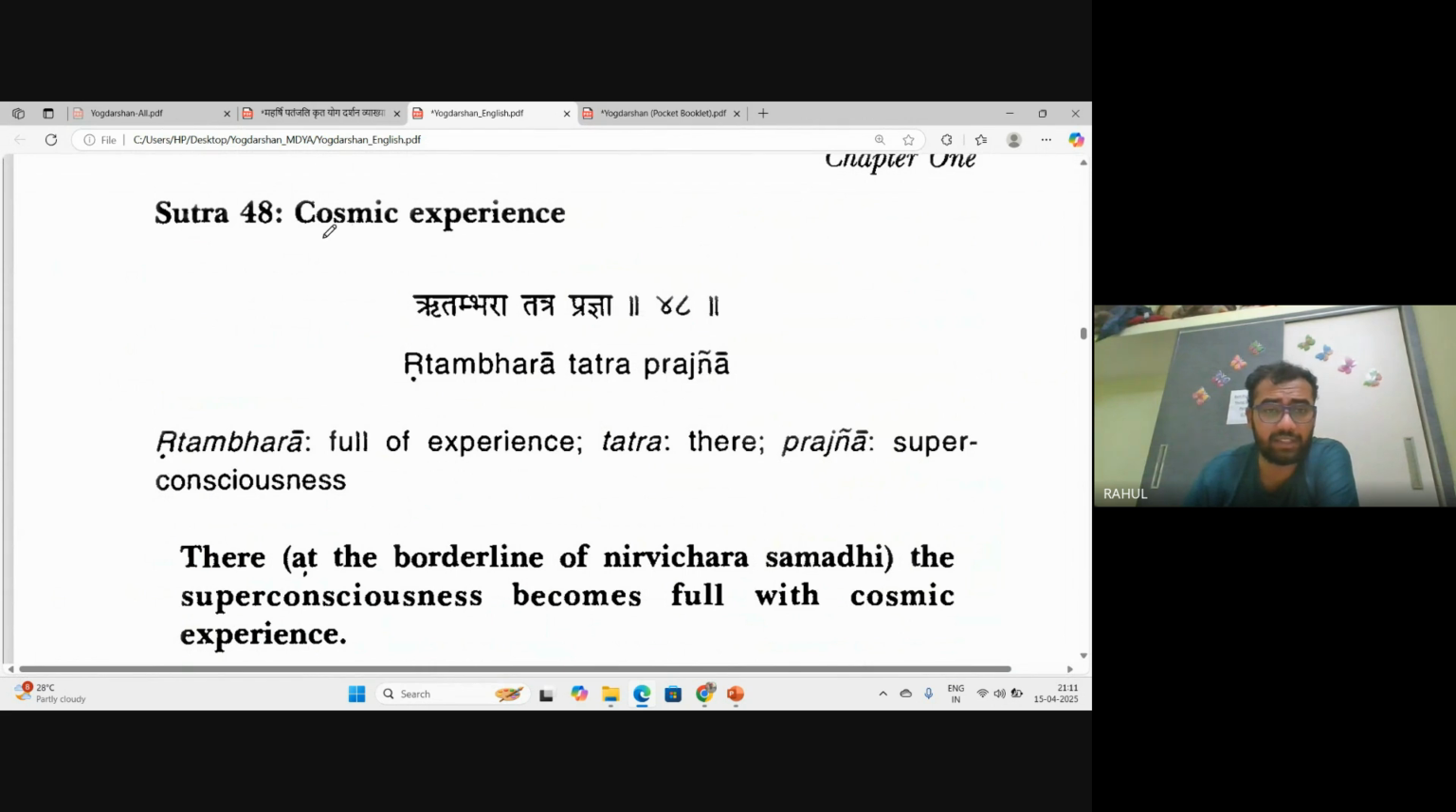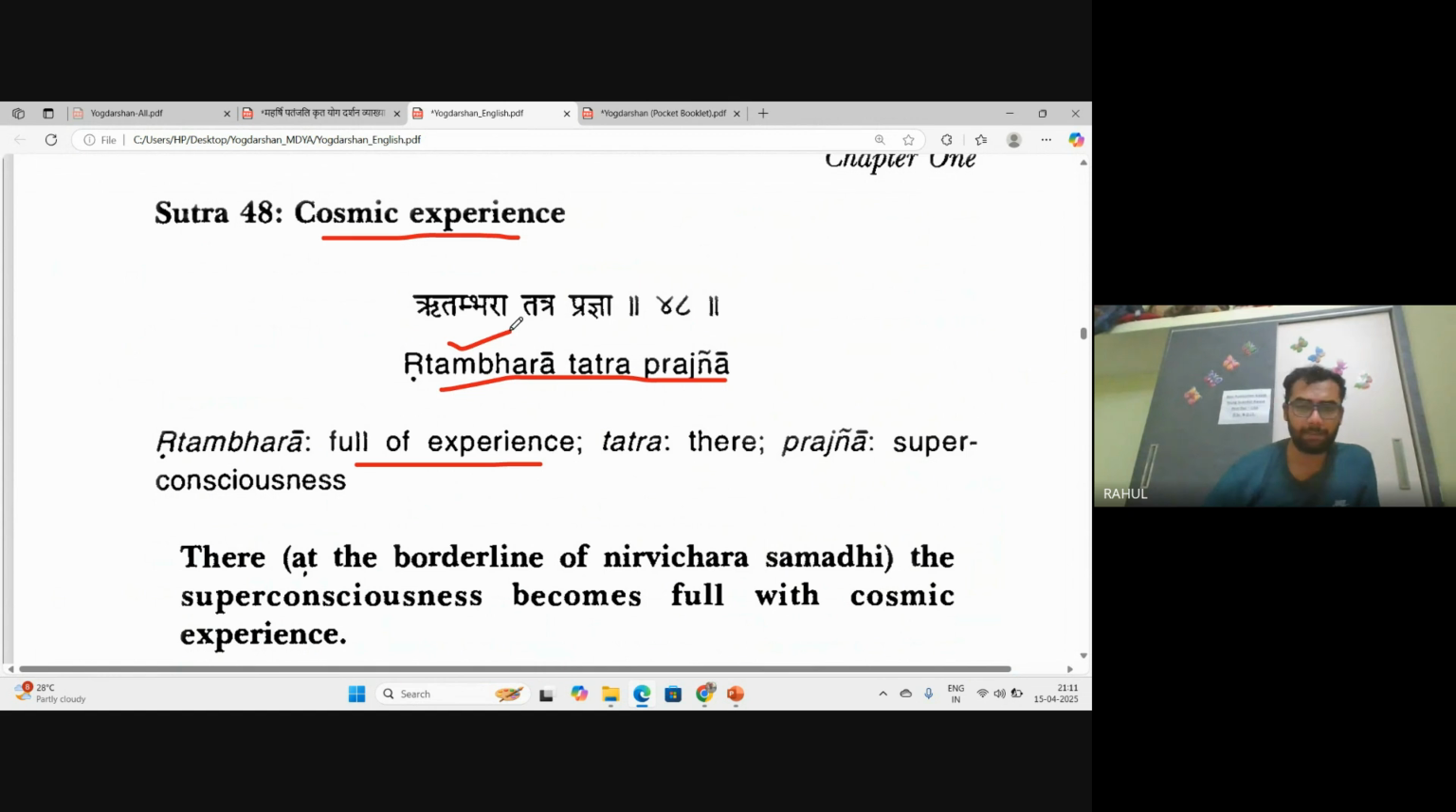With that cosmic experience, what is the cosmic experience? Adhyatma Prasadaha, the spiritual experience. When the yogi is able to attain the spiritual experience, that cosmic experience, after that what will happen? Ritambhara Tatra Pragya. Ritambhara here means full of experience. In the next sutra he explains in detail what is Ritambhara. That kind of buddhi the yogi will get.